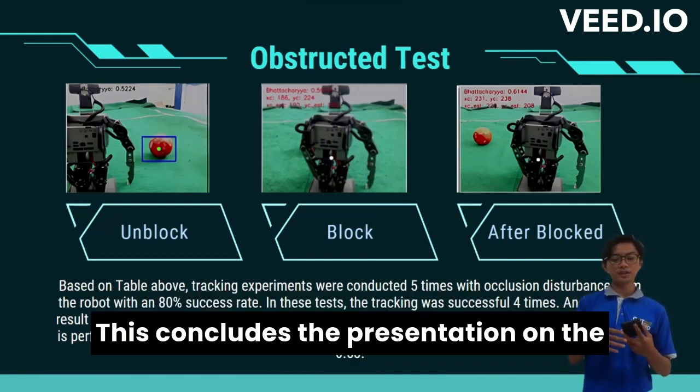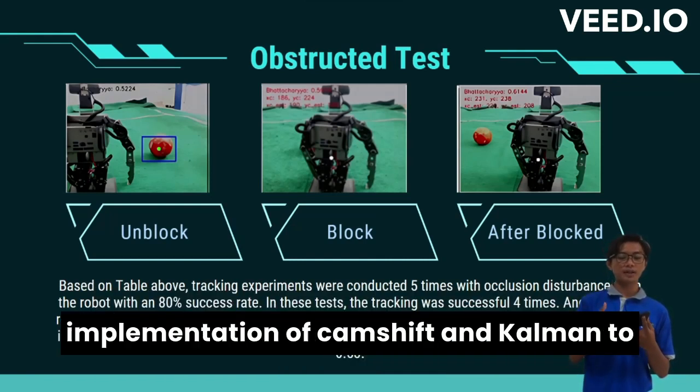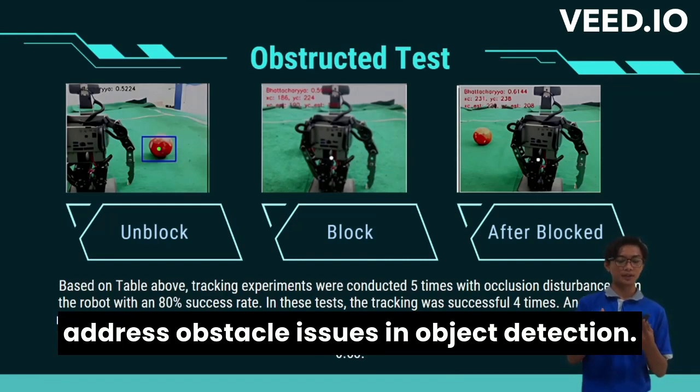This concludes the presentation on the implementation of Camshift and Kalman to address obstacle issues in object detection.